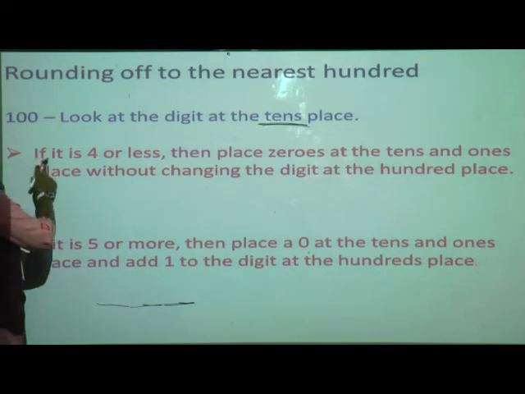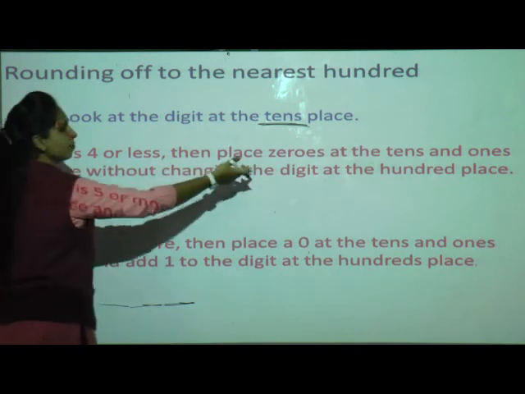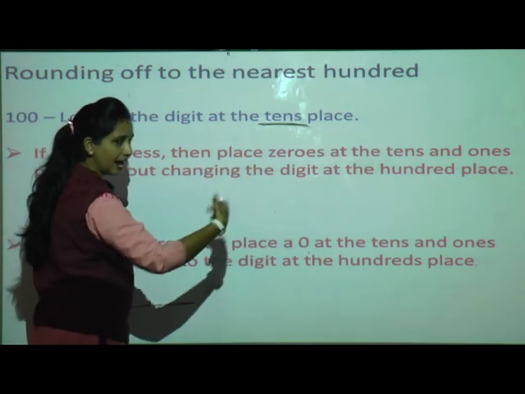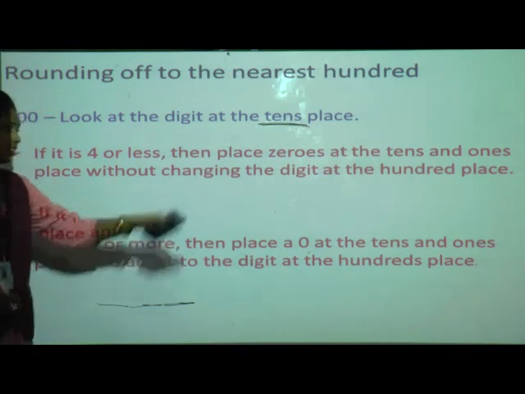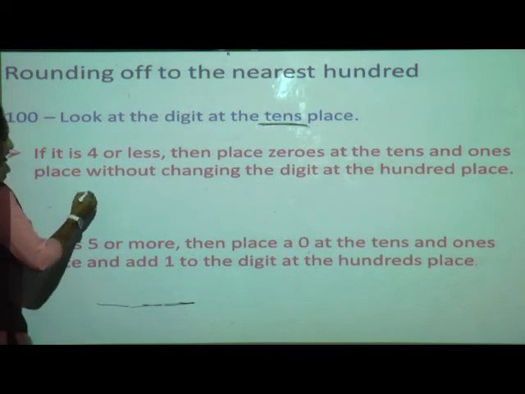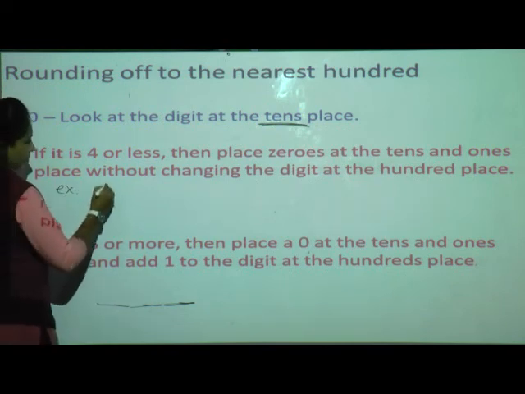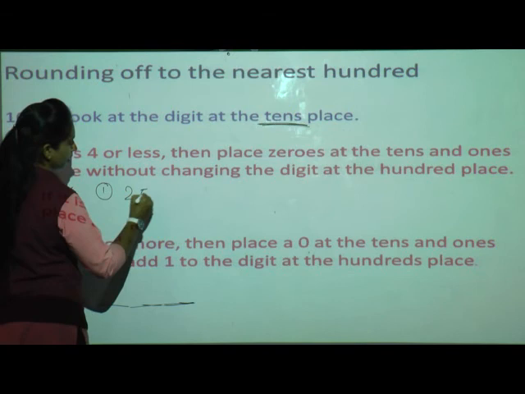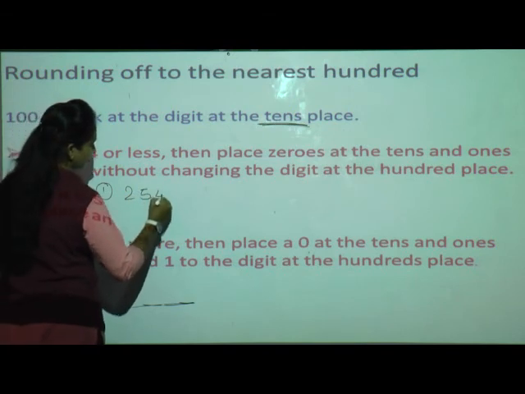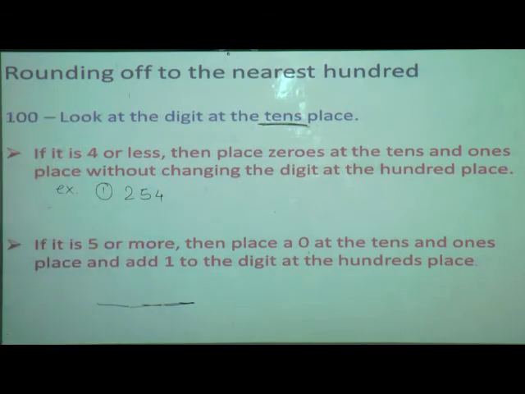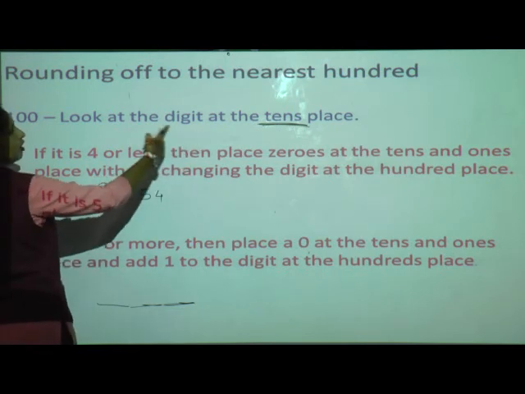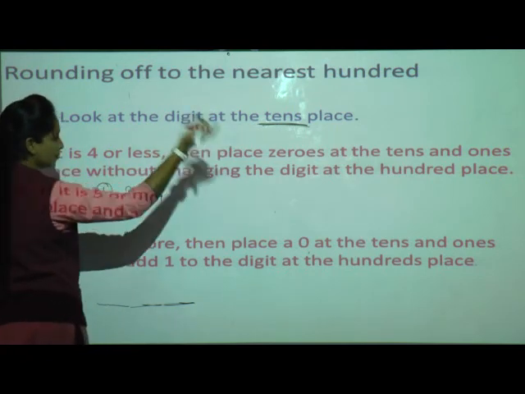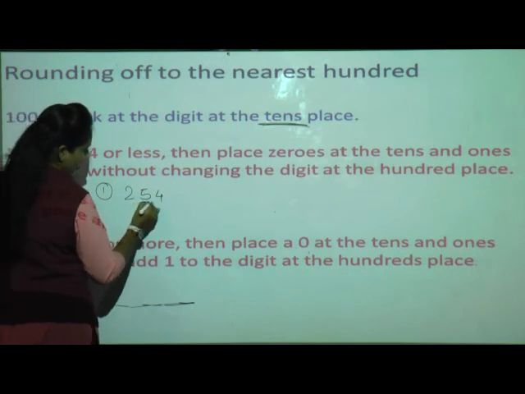Same as before, if it is 4 or less, then replace the zeros at the tens and ones place without changing the digit at the hundreds place. Now I will explain with an example. Okay. If it is 4 or less, where do we have to look? Look at the digit at the tens place. Okay, I will look at the tens place.